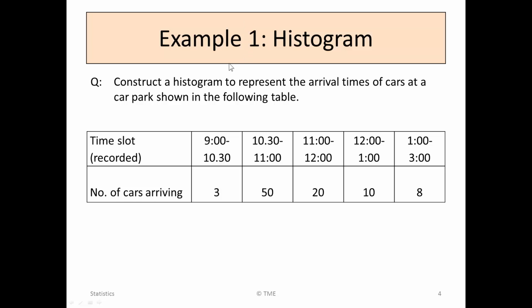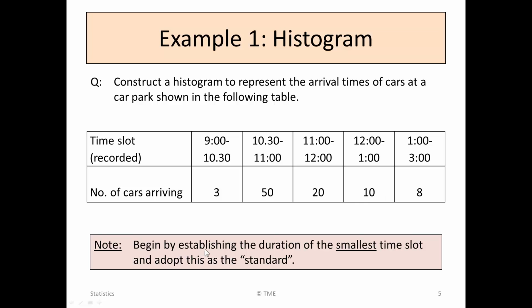So let's take an example. Construct a histogram to represent the arrival times of cars at a car park shown in the following table. So here are our time slots. From 9 to 10:30 in the morning, 3 cars arrived. Between 10:30 and 11, 50 cars arrived. 11 to 12, another 20 cars. 12 to 1, another 10. And between 1 and 3 in the afternoon, 8 cars arrived.